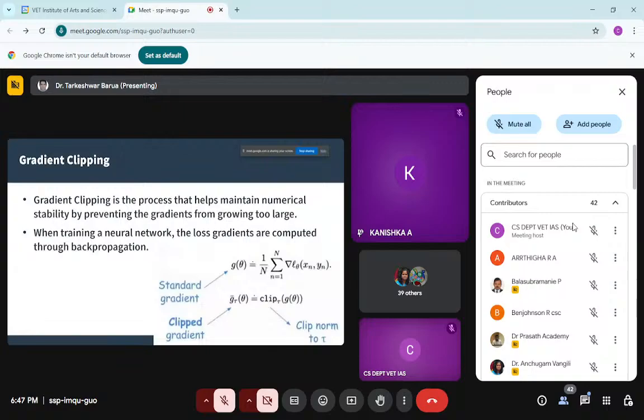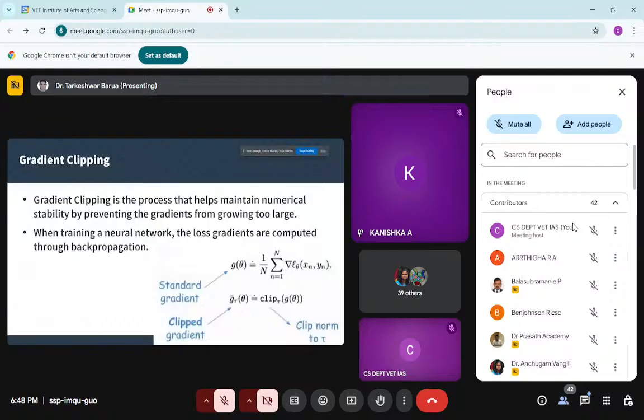For gradient clipping, we use this mathematical formula: 1 upon n, the sum from n equal to 1 up to n, and we can apply this formula. There is no need to write this formula. By default, these functions are already available in scikit-learn, TensorFlow, or any other framework. We just need to call this function.